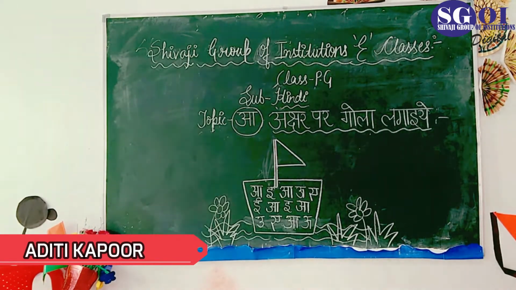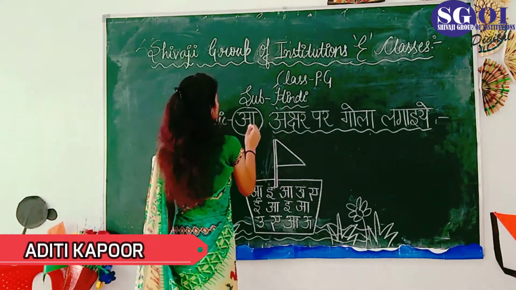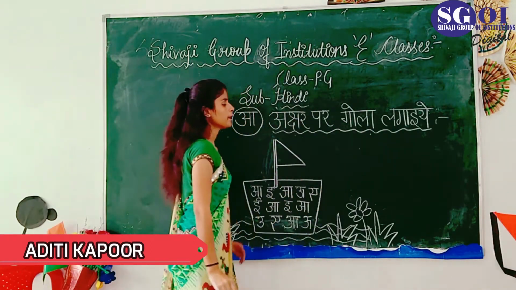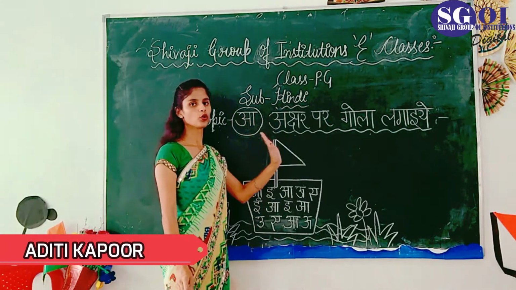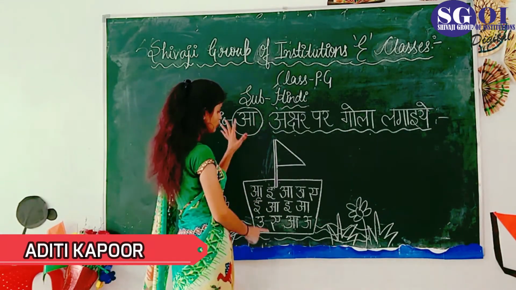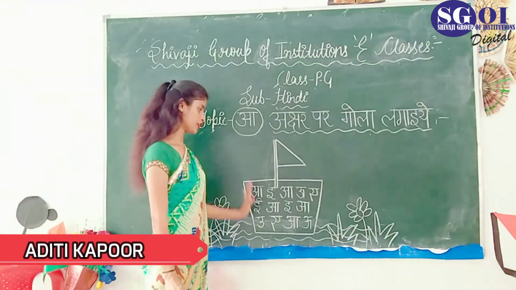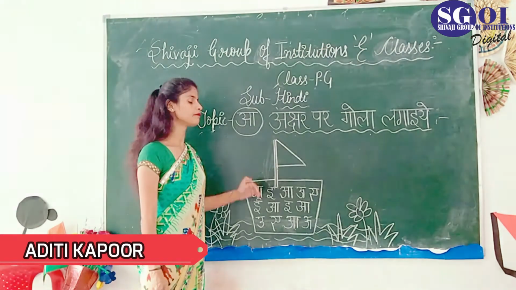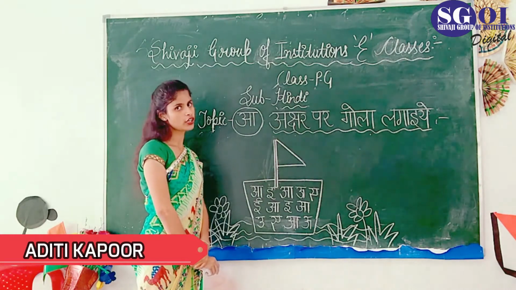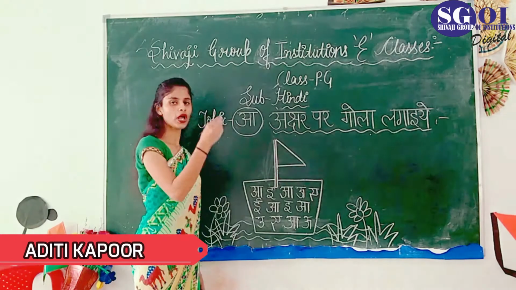Now students, come to the next page and today's topic is बड़े आ से अक्षर पर गोला लगाइए. ठीक है? So this is your स्वर. ये आपके स्वर हैं. आपको इन सब में बड़े आ से आम वाला अक्षर ढूंढकर उस पे सर्कल मार्क करना है. उस पे गोला बनाना है.